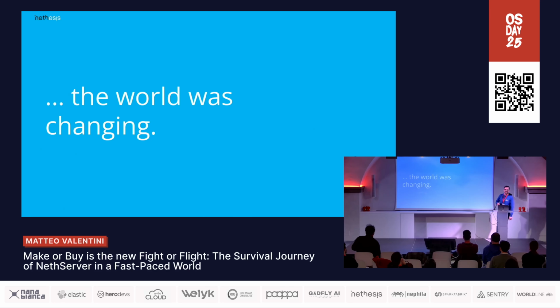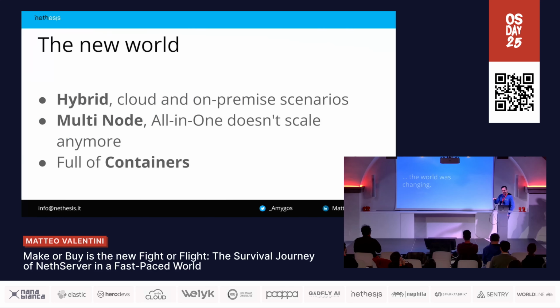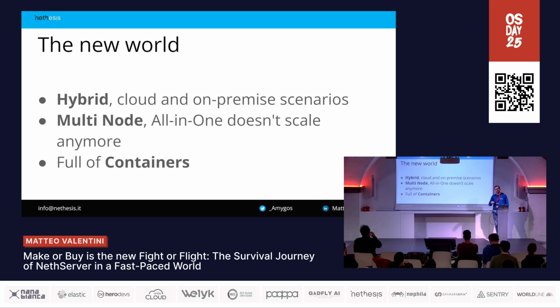I'll jump directly to another slide. By the way, another thing that happened at the time that was very important is that the world is changing. And at the time, another thing that changed was that we are now in a hybrid scenario. It's more common. So the company and the project want to run on cloud or on-premise. The solution must be multi-node, so you can run your solution on multiple nodes.